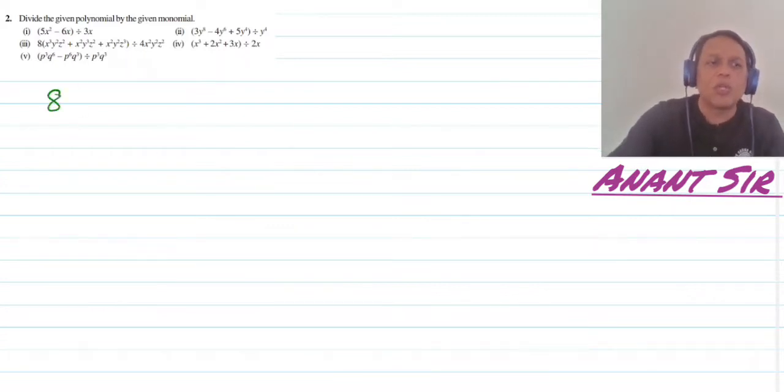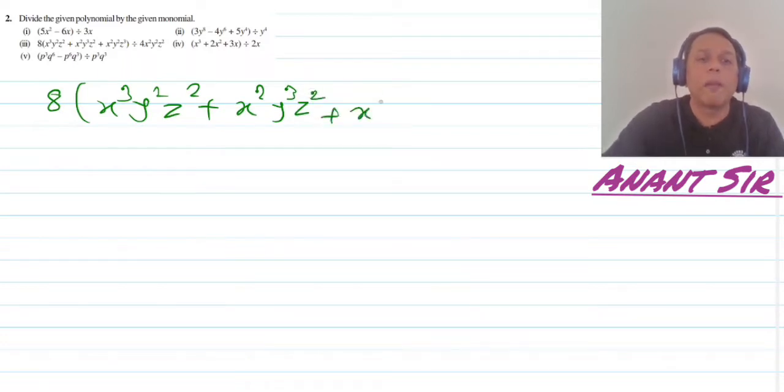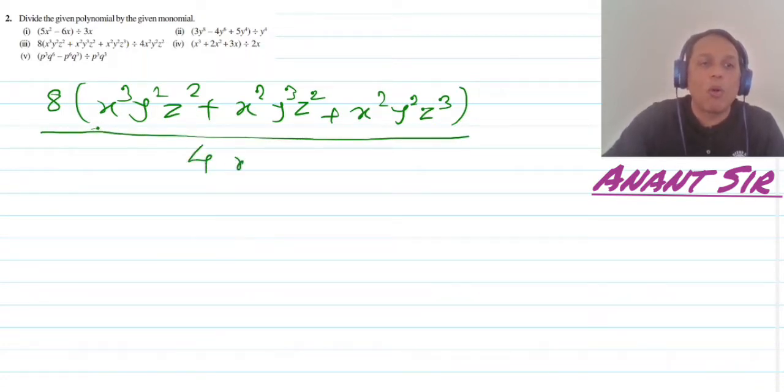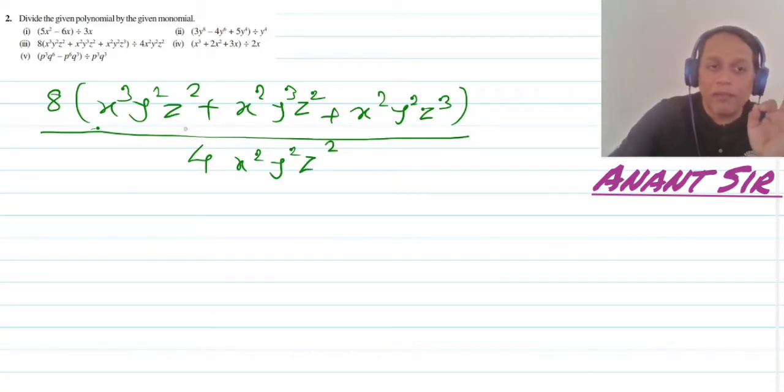So, question number 3, 8x raised to 3, y raised to 2, z raised to 2 plus x square, y cube, z square plus x square, y square, z cube divided by 4x square, y square, z square. So, now I am going to simplify this. You can just see there is multiplication between this 8 and that bracket.